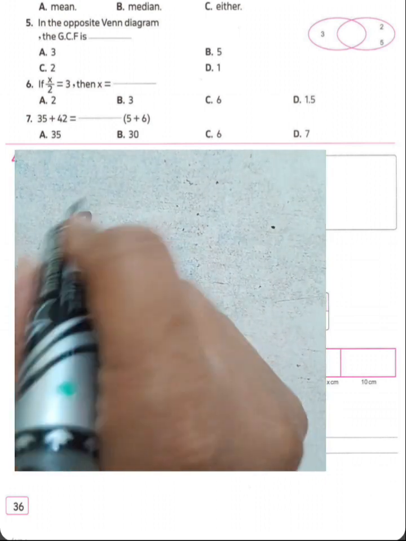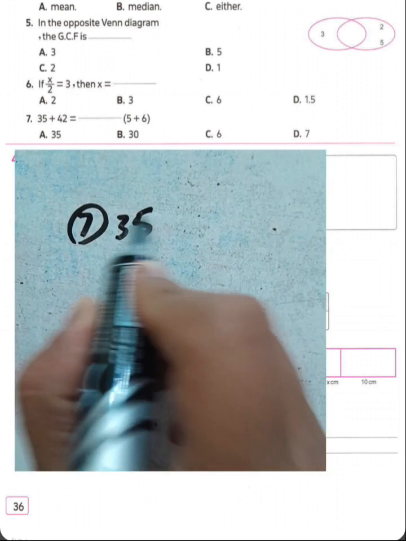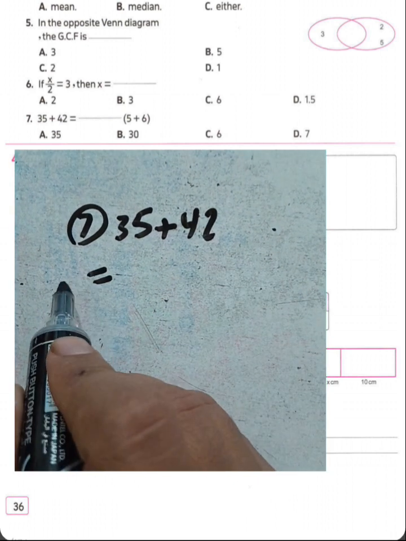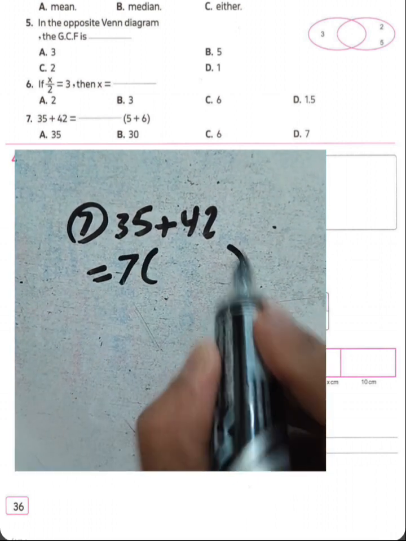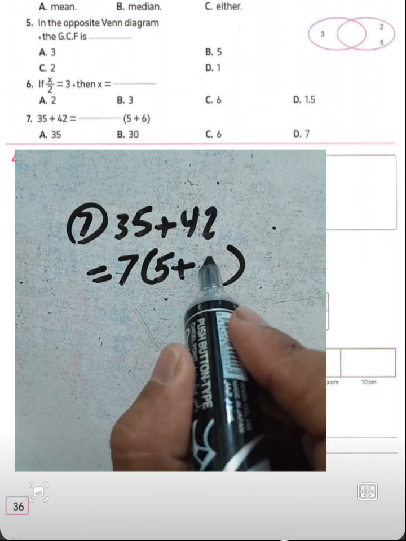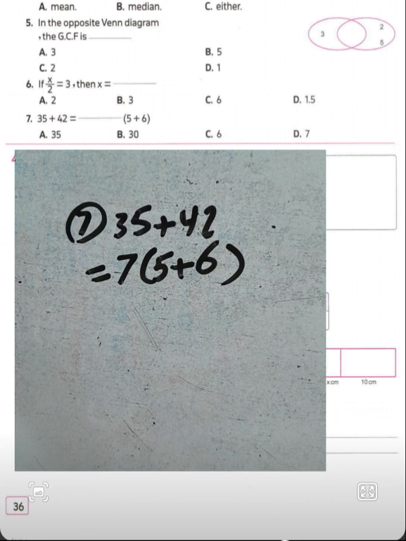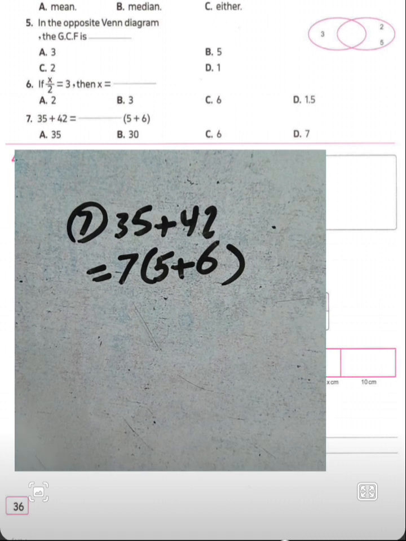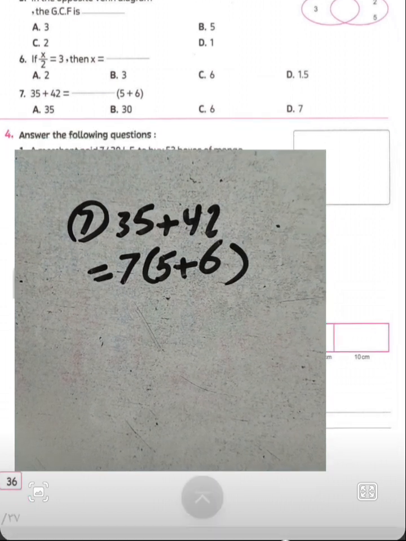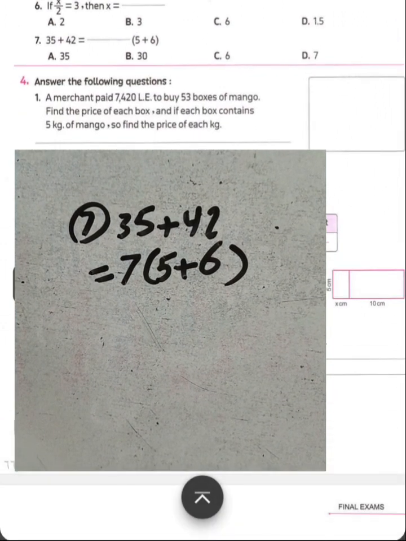Question number 6. The result will be 6. And question number 7. 35 plus 42 equals 7 multiplication by 5 plus 6. We used here the greatest common factor. The greatest common factor between 35 and 42 is what? The greatest common factor here is 7. And then 35 divided by 7 equals 5, and 42 divided by 7 equals 6. Then we must write 7 in the space. Choose letter D about question 7.